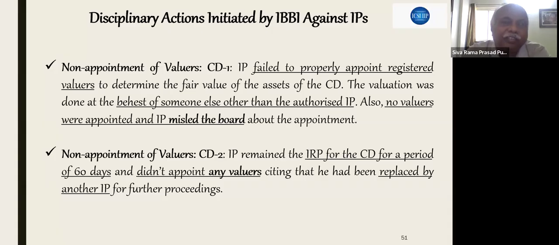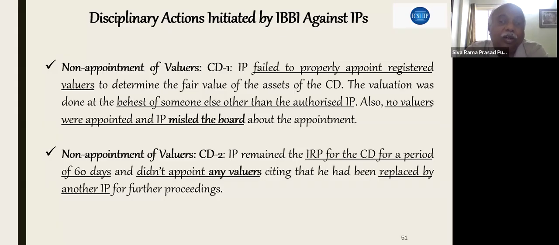Once clear-cut regulations are there, you get the approval for the fees to be paid to the valuers from the COC only. And if someone else other than the authorized IP does this, that is not to be accepted. That is in CD1.